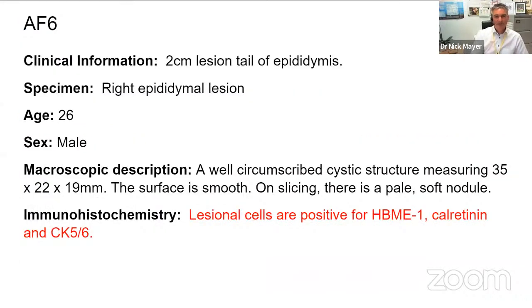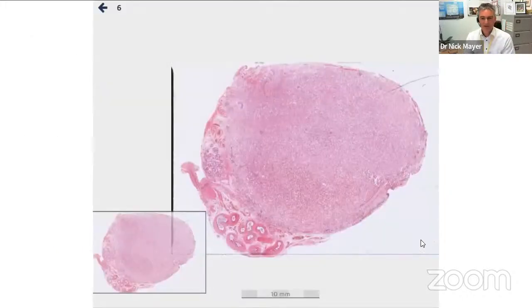Right, so AF6, this is the last one for me. This was a thankfully straightforward case, a right epididymal lesion in a young male, and we were told the lesional cells were positive for HBME1, calretinin, CK5/6. This is a low power shot. There's a bit of benign epididymal tissue in the background, and this is the nodule.